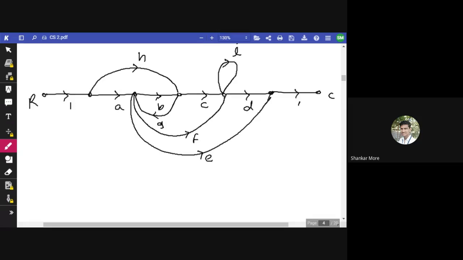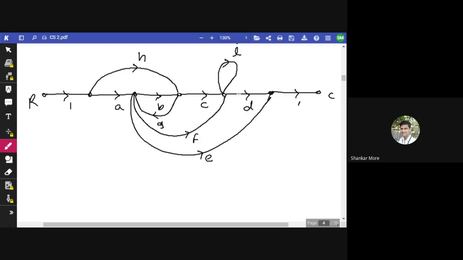AHE. No, AHE should not be there, na Shubham? HGE. HGE can be there. All right. So you have written all the names here, right?